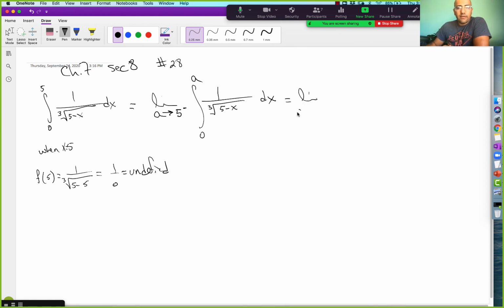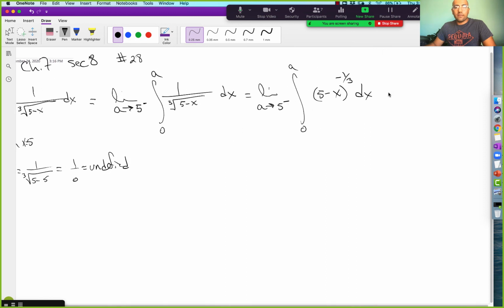So the limit as A approaches 5 from the left-hand side, I'm going to rewrite this as the integral from 0 to A of, writing it as this fraction, 5 minus x to the power of negative 1/3 dx. That's the same thing as that, but I haven't done anything at all yet. And then writing it that way, we can see that the property of adding 1, right, the little pattern works.